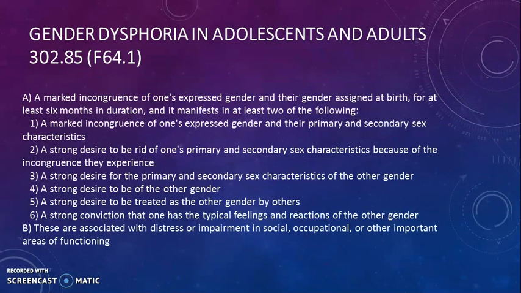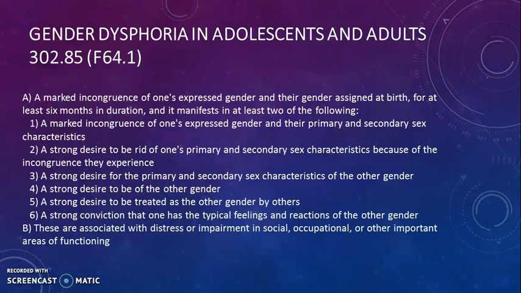So the criteria for gender dysphoria in adolescents and adults are as follows: a marked incongruence of one's expressed gender and their gender assigned at birth for at least 6 months in duration, and it manifests itself in at least 2 of the following. There's a marked incongruence of one's expressed gender and their primary and secondary sex characteristics. So in young adolescents, this would mean their anticipated secondary sex characteristics.